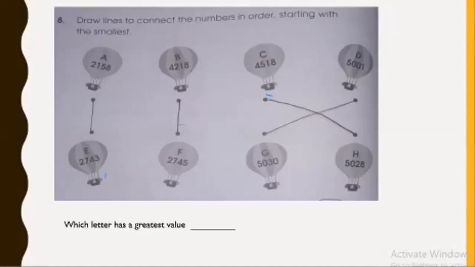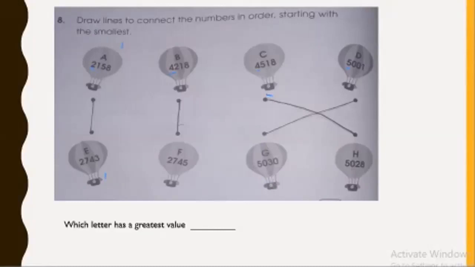Arrange it. 2,000, 4,000, 4,000, 5,000. So when we check the place value of thousand first, this is the smallest one. So you are going to write 1 over here. It's 1. It will come at the 1 place.